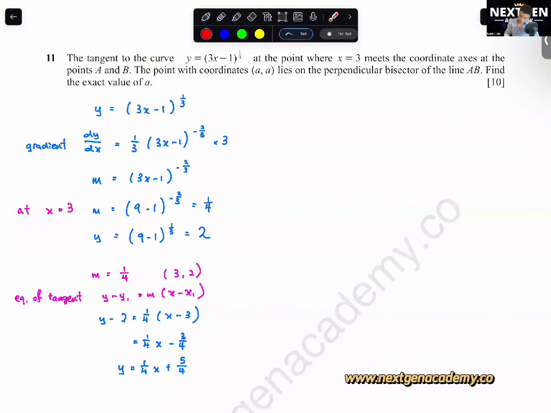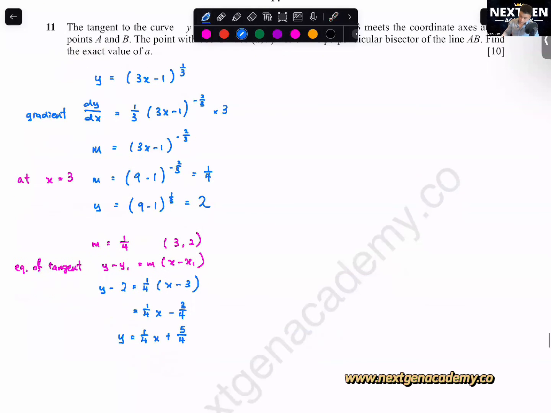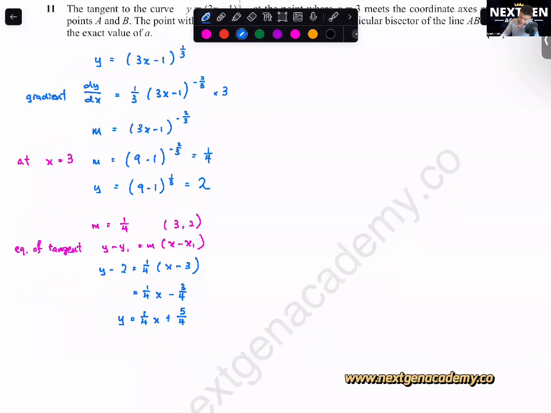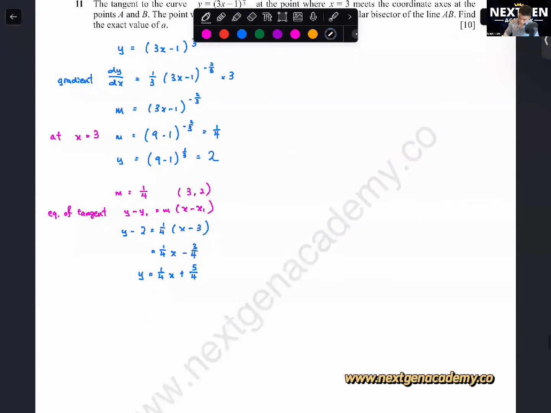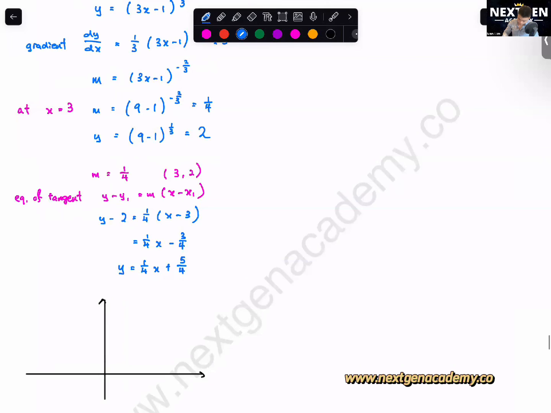They say the tangent meets the coordinate axes at the points A and B. If you want to visualize this, it will be something like this. You have this graph of y equals 1 over 4x plus 5 over 4. It's not necessary for you to draw, but the teacher just shows you all. You will get something like this, and then you got point A and point B. They say it meets the coordinate axes, so we want to find what point A and point B are right now.